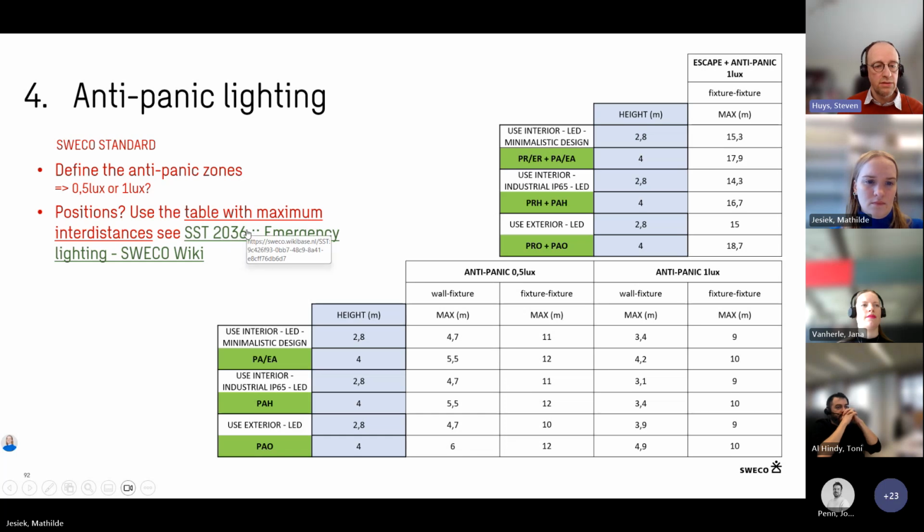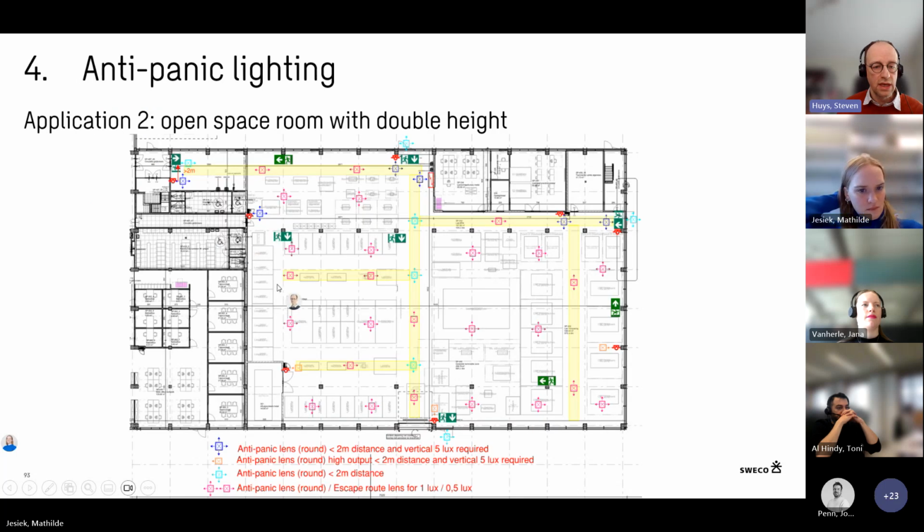And there is also a link on the wiki. Here again, for the example, we only need it in the second example, of course. In the zones in between the escape route paths, we must fill those gaps in with the 0.5 lux level. So we need there the pink ones with the anti-panic lenses, and you just fill up those zones with the maximum interdistance tables.